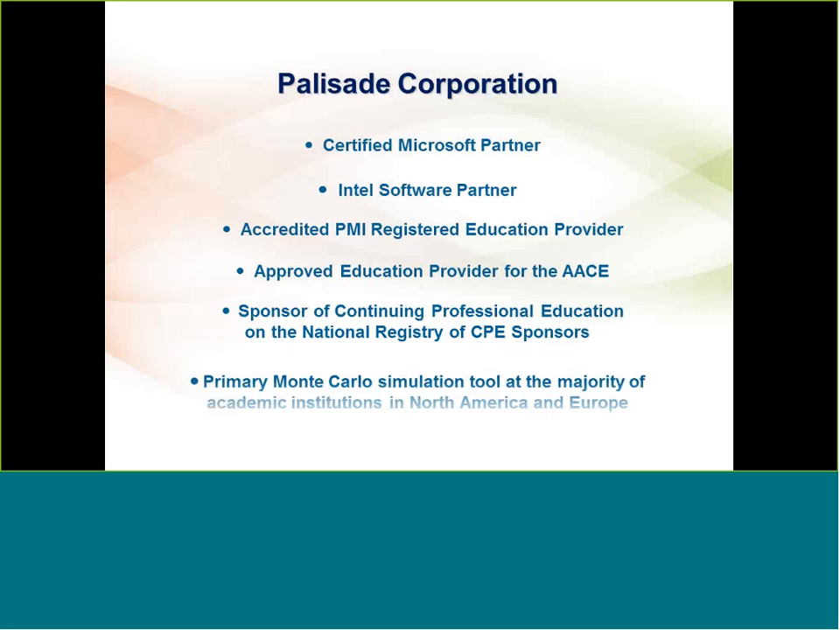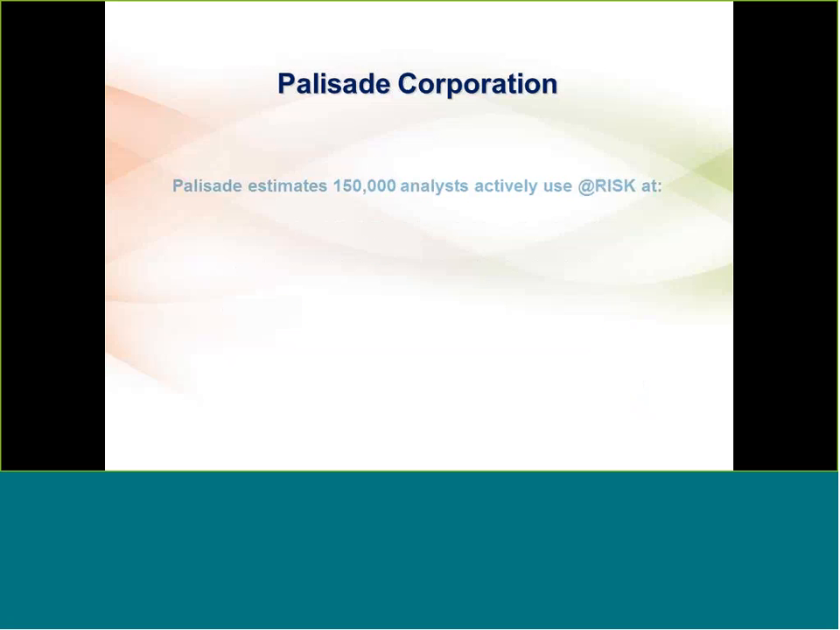Palisade Corporation is a certified Microsoft partner. We get the beta licenses from Microsoft for Excel and Microsoft Project so we can continue to improve our software. We're also an Intel software partner. We're recognized by a handful of professional organizations for teaching their members in the use of @RISK for their schedule risk analysis. In fact, you can earn PDUs through PMI as we're members there. The software is also used and taught at the majority of colleges and universities in North America and Europe, and that's expanding rapidly into the Pacific Rim and South America as well.